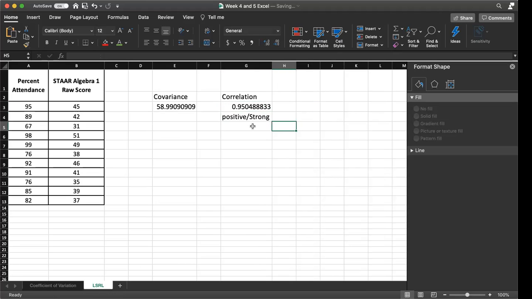Now, that's one way to do it. You can use the actual Excel formula. The other way to do it, and the way I want you to do it, is to use the actual chart. That's because the chart is also going to give you what we're going to talk about lastly, which is going to be the linear regression equation. All right, linear regression equation.